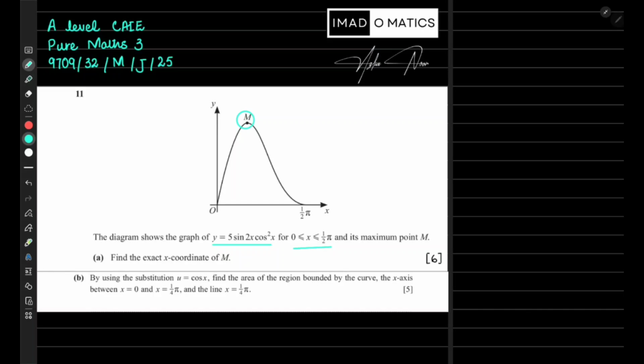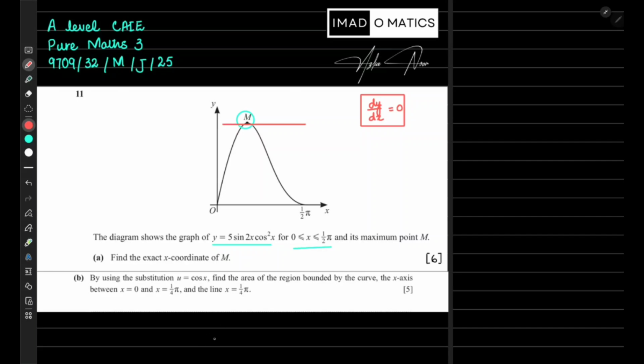For any maximum point, any stationary point, the derivative is equal to 0 because the gradient of the tangent at this point is 0, since it's a horizontal line. So we will use this condition, dy by dx must be equal to 0, to find the x coordinate of the maximum point.